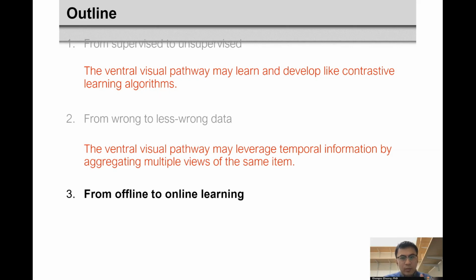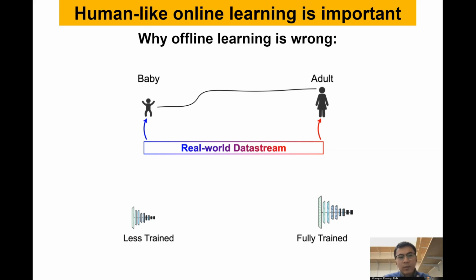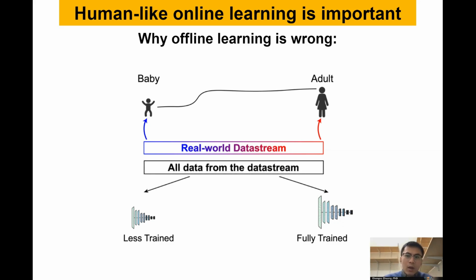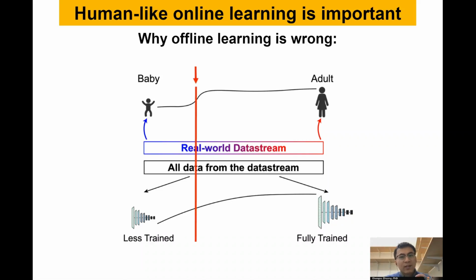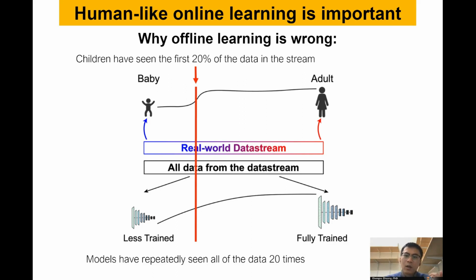So in the next project, I will talk about how to do human-like online learning. Now, let me first talk about why offline learning is wrong. Offline learning means that the same data will be repeatedly presented to the models. It will generate some trajectory, but if we look at the intermediate points of this trajectory, they are really not comparable because, for example, at this point, children have seen the first 20% of the data in the stream, but the models have repeatedly seen all the data 20 times. There is just no way that these two trajectories can be comparable.